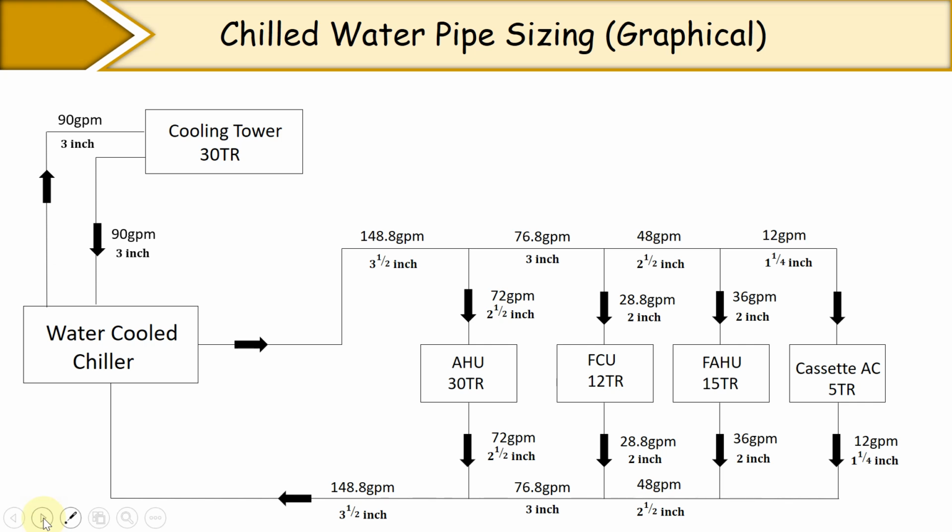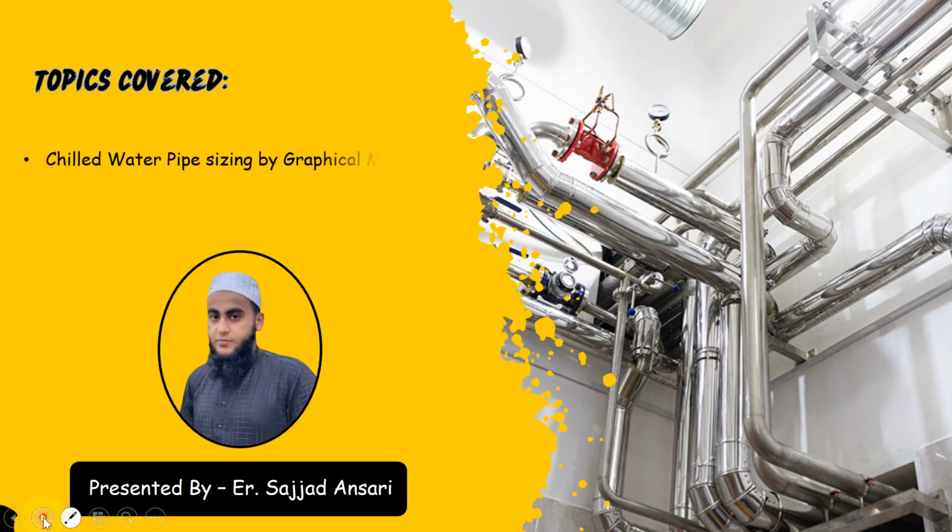So in this way, we have to do the chilled water pipe sizing for the closed loop system or for the open loop piping system. So the topic which we have covered in this session is the chilled water pipe sizing by the graphical method.